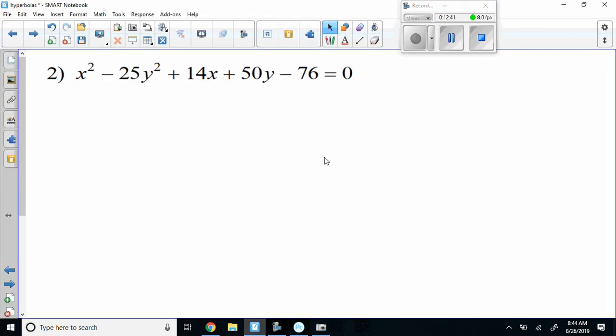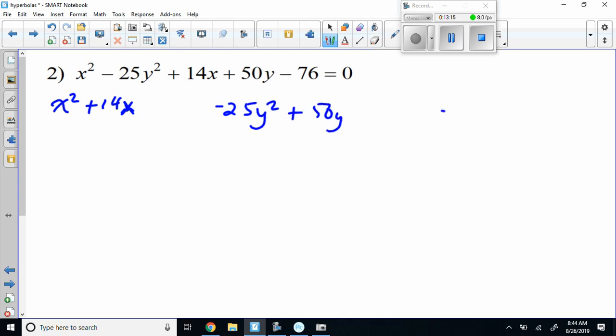Okay, let's look at this one. My x squared term has a positive coefficient. My y squared term has a negative. So that negative coefficient is going to go second in my grouping, right? I'll do my x's, then my y's. If it was flipped, then I'd have to flip my grouping, right? So I've got x squared plus 14x minus 25y squared plus 50y equals 76.